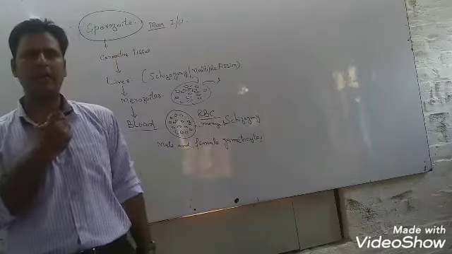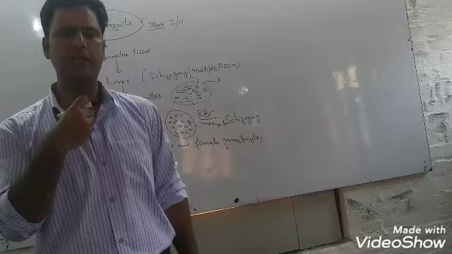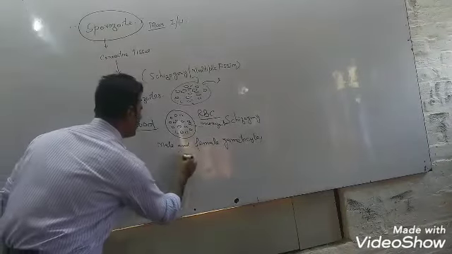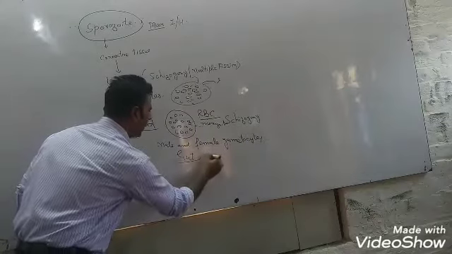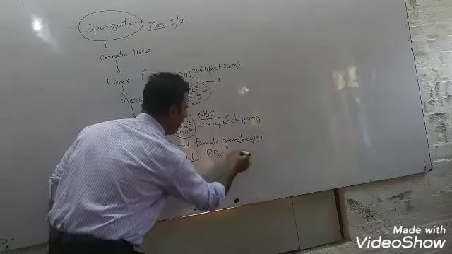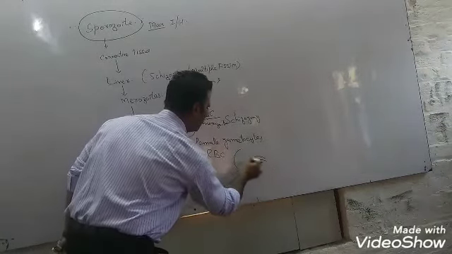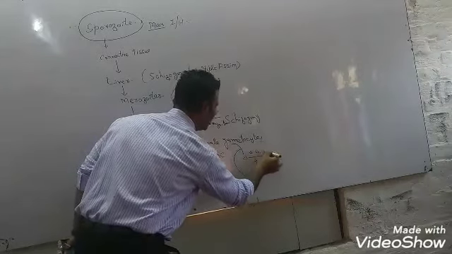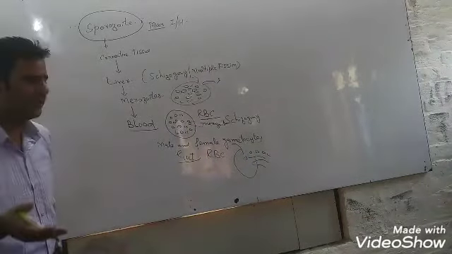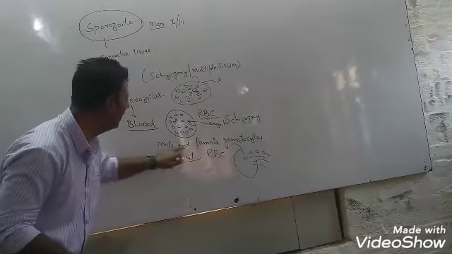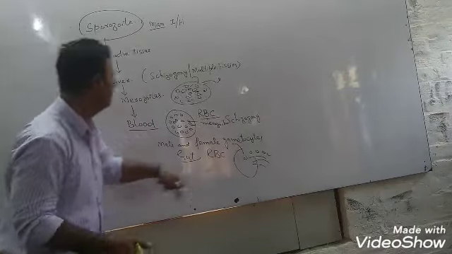Once the blood meal is taken by the mosquito, it is in the gut where the RBCs will get broken down. What will they release? They will release merozoites, correct? And they will also release male and female gametocytes.